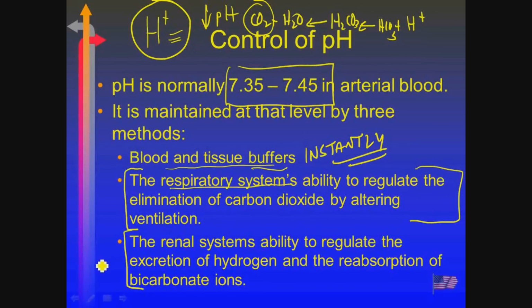The third way it does it is it utilizes the kidney to try and eliminate hydrogen ions through a little bit of a complex process that I don't want to get into. So this was instantly. The respiratory system works within minutes, and the kidney works within days. So the kidney's ability to regulate hydrogen ions is really slow. The respiratory system, of course it's the best system in the world, works almost immediately.